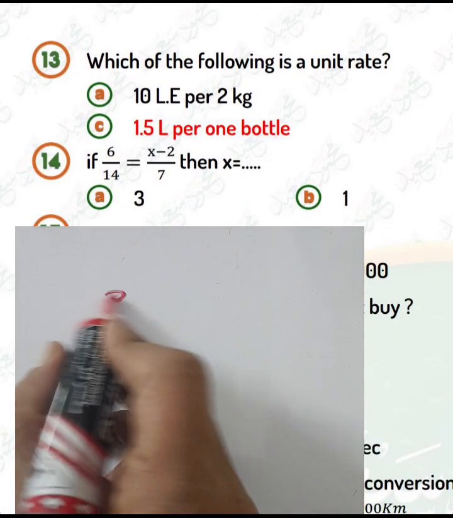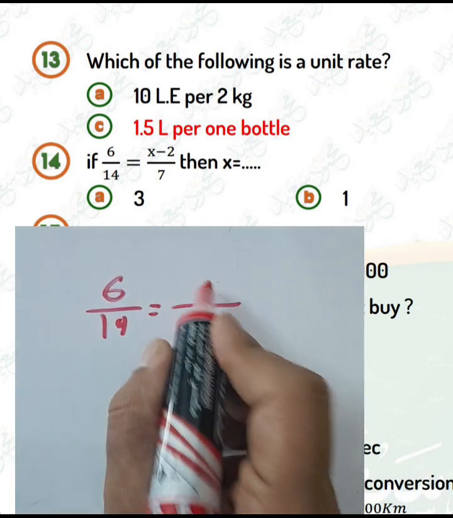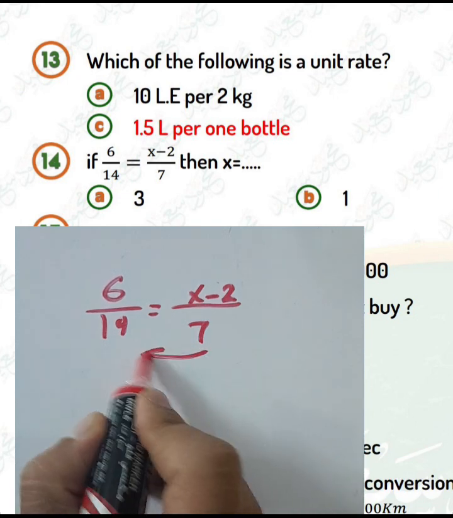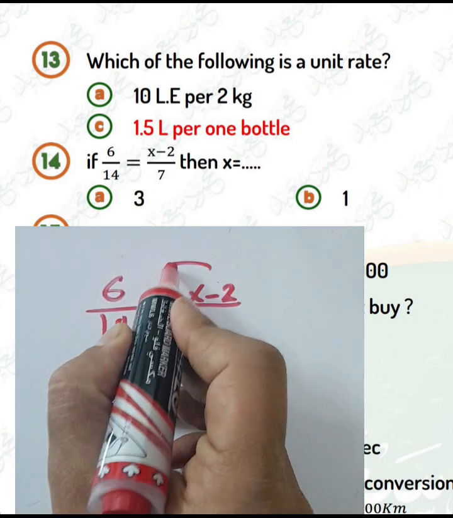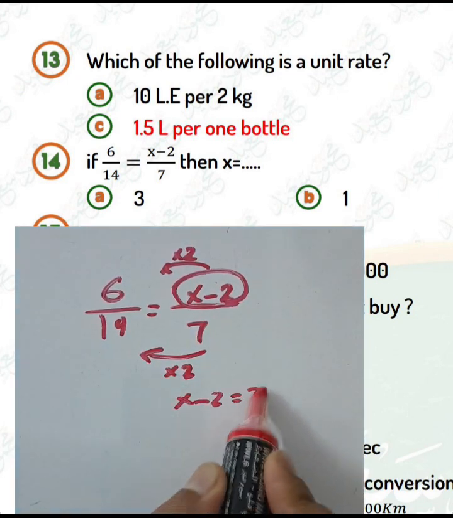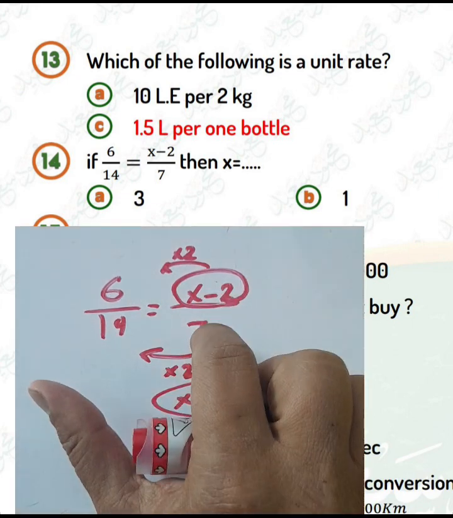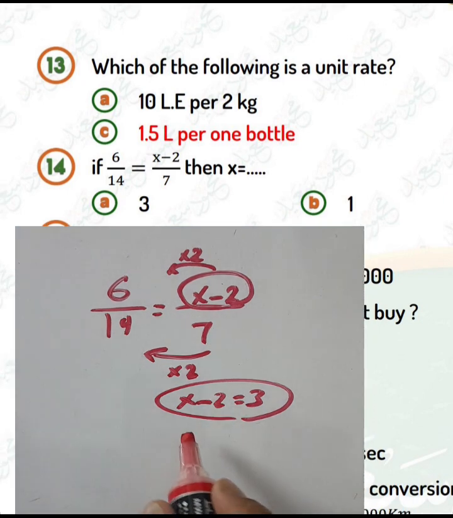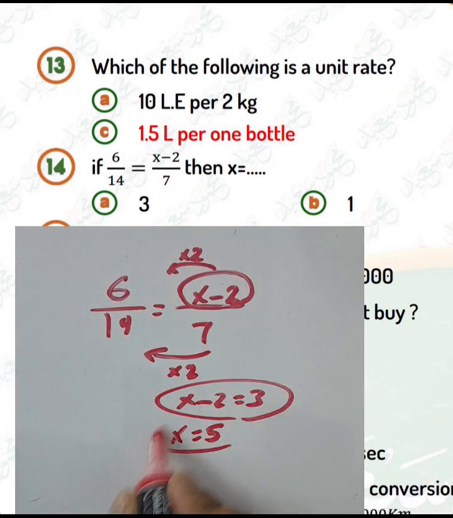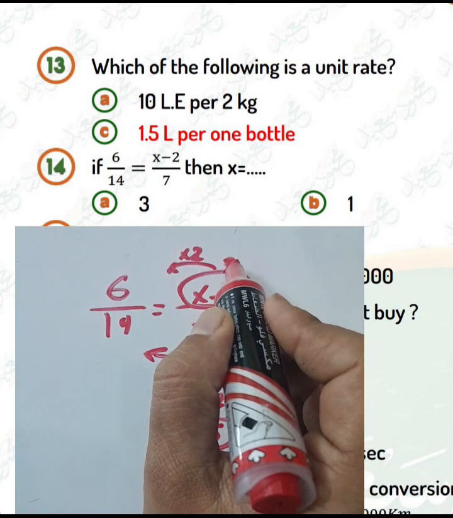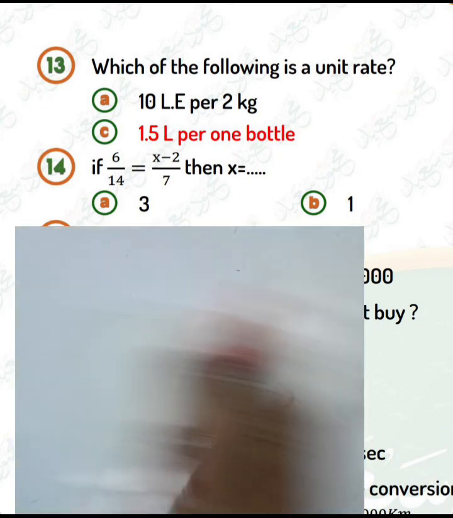Question number 14. If 6 over 14 equals x minus 2 over 7, he wants to find the value of x. We know 7 multiplied by 2 equals 14. Then what number multiplied by 2 equals 6? It will be 3. Then x minus 2 will be 3. Again, 3 over 7 equals 6 over this number. x will be 5 because 5 minus 2 equals 3. Then the value of x will be 5. Okay, understood? 2 times 3 equals 6. Then the value of this expression is 3. Then put x as 5: 5 minus 2 equals 3.